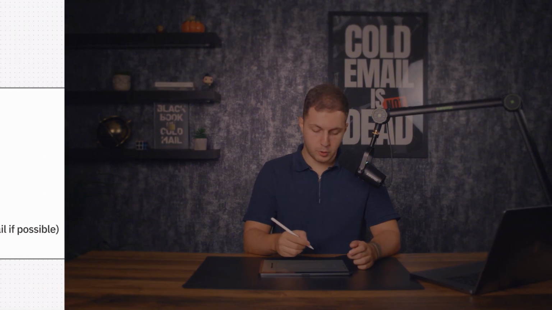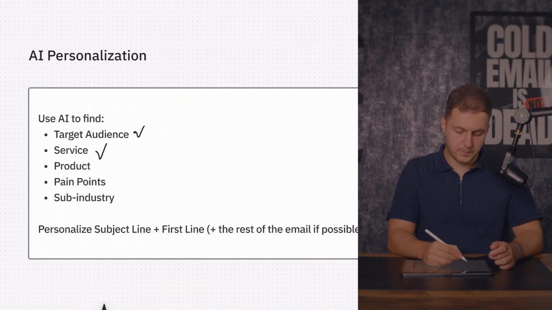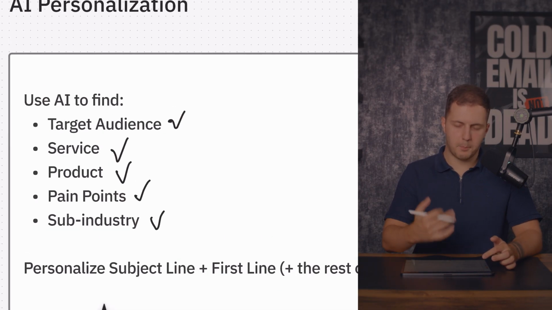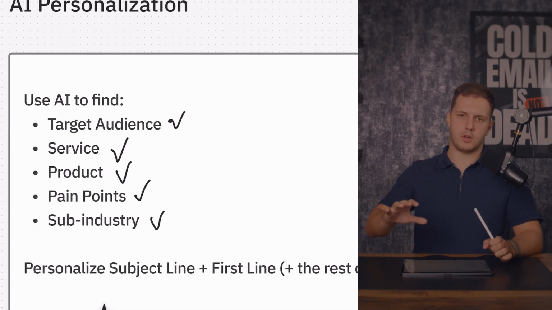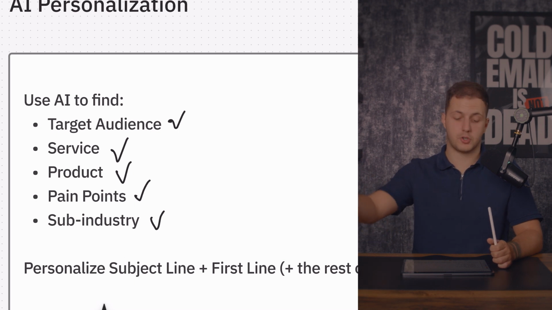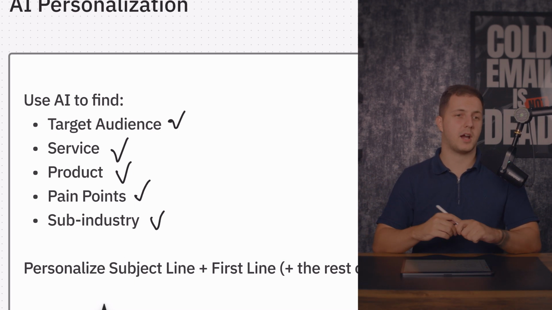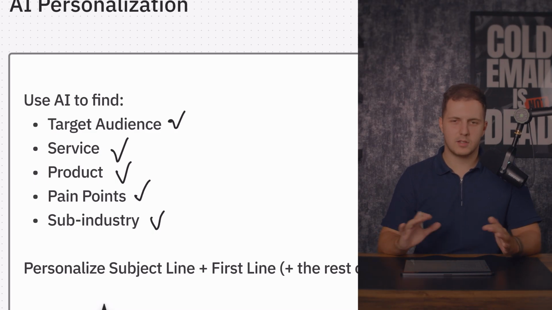Now, the next step is AI personalization. We use AI to open up every single lead's website, grab useful information, and then later on use it in our email copy. Some of the data that we usually use is target audience, service name, product name, pain points, and sub-industry. As you can notice, these are all work-related, company-related fields. We don't want to personalize around personal information about our lead, which is what some people suggest, like mentioning their college or high school or something like that. We tested it, it doesn't work.